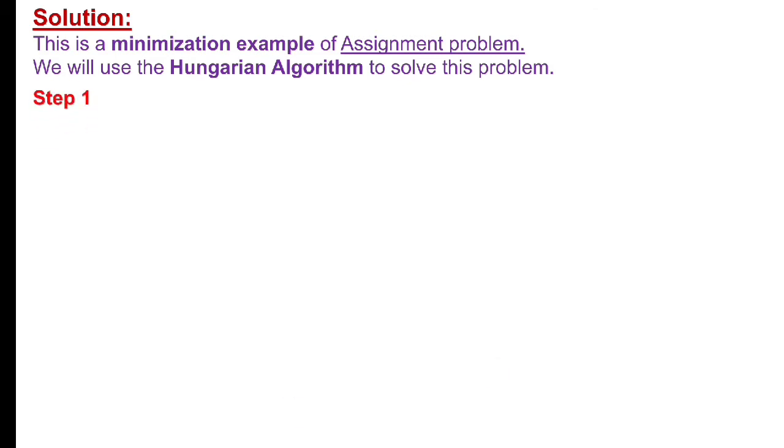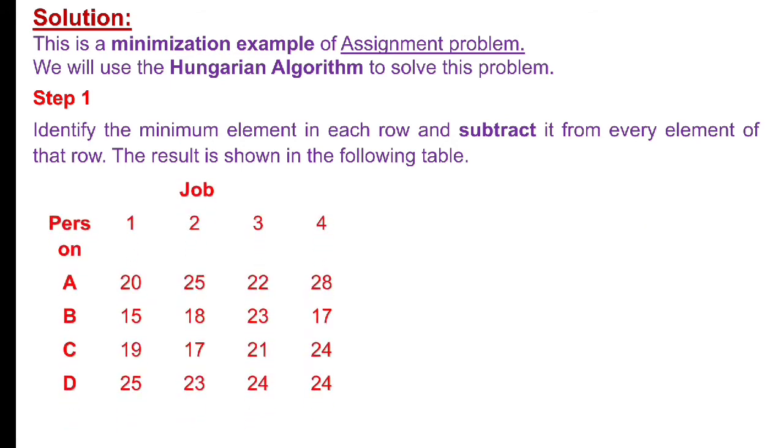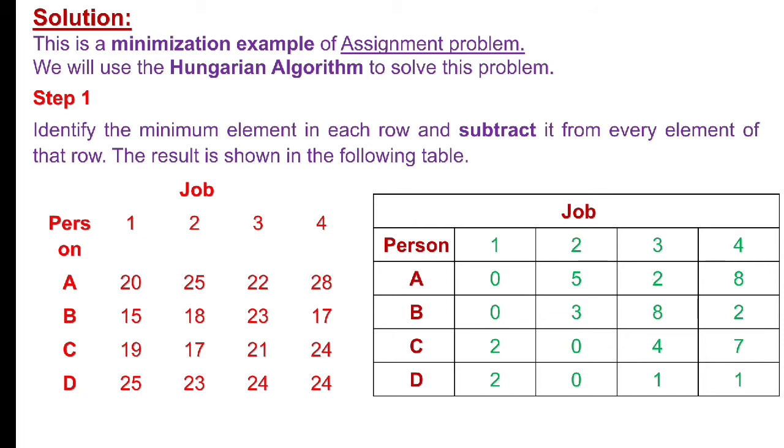Step 1. Identify the minimum element in each row and subtract it from every element of that row. The given assignment problem is written here, and then we get this matrix. Based on that, in the first row, what is the minimum value? 20. So 20 minus 20, 0. 25 minus 25, 22 minus 22, 28 minus 28. The minimum value is taken and subtracted from the other values.